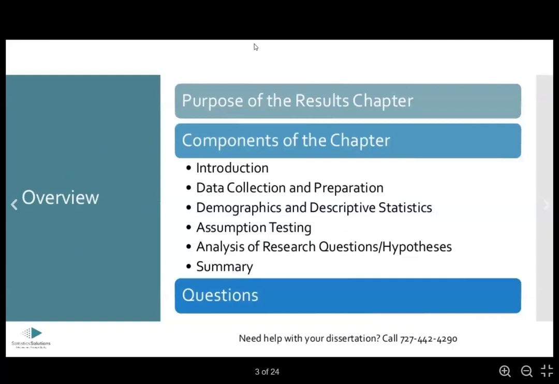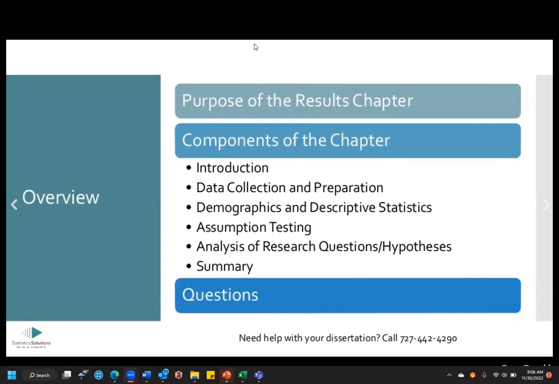So today, to get started, we're going to be talking about the results chapter. Just an overview of what components you should be expecting to include in this chapter. It will typically have the introduction, data collection and preparation, demographics and descriptive statistics, assumptions testing, analysis of the research questions and hypotheses, and then a summary.